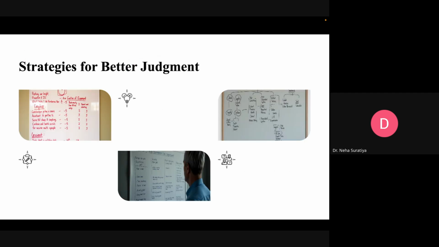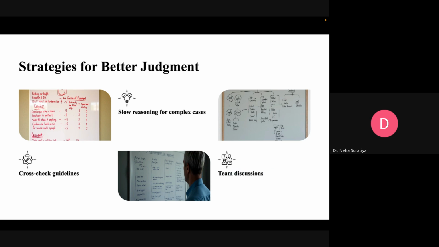Also, we need to understand strategies for better judgment. Strategies we need to make, and that is what is coming in our upcoming sessions, right? Slow reasoning for complex cases. How can we do it? How exactly can we do slow reasoning? Okay, how can we cross-check guidelines? Which guidelines can we use? Okay, that we will see in our upcoming modules.